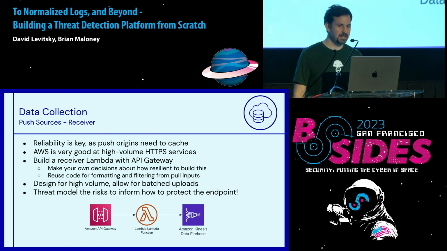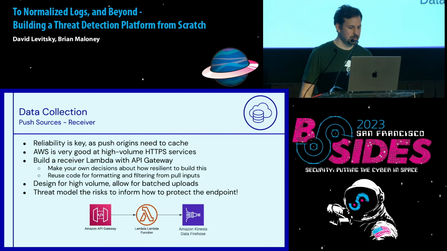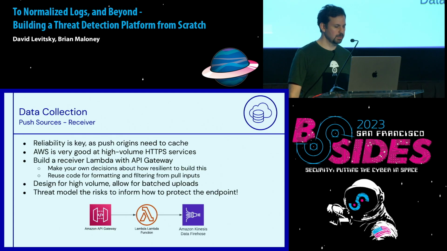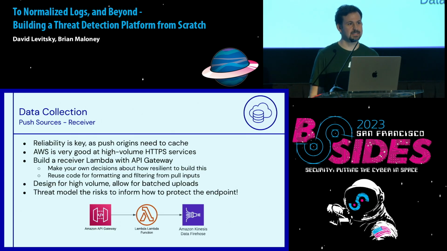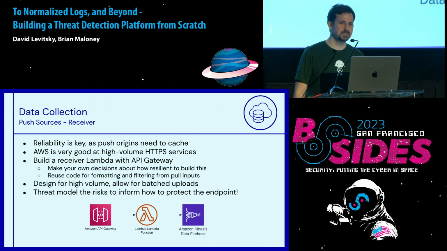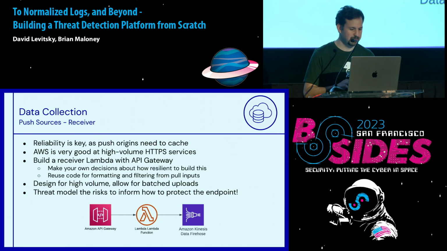Now, you'll need to make your own decisions if you're going to build something like this about how resilient you want it to be. Do you want to be in just multiple availability zones within one region? Do you want to be in multiple regions and resilient across that? But in general, again, you can reuse the code from the pull inputs and use the same formatting and filtering that you would use in your push inputs. Designed for high volume, of course, so you do want to allow for batched uploads. If you do an HTTP request for every single log message, you'll quickly overwhelm even AWS's scalability.